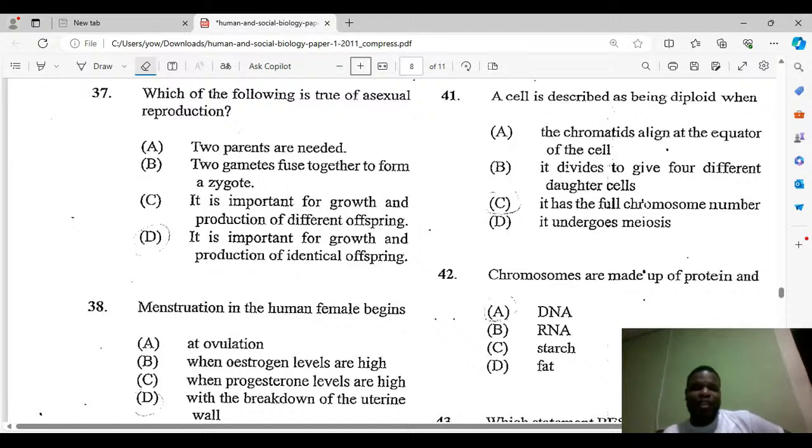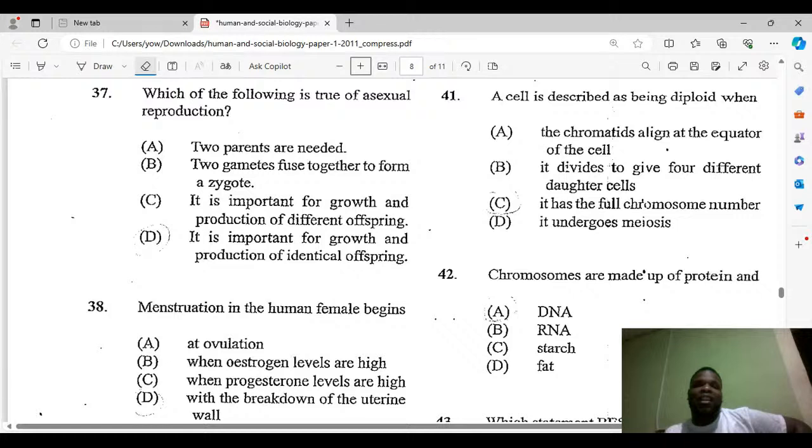Remember, it's asexual, Gabriel. Asexual means one parent. So Gabriel, it can't be A. A would be sexual reproduction. So sexual reproduction would be having a female and a male having intercourse. And then gametes fuse through the process of meiosis. Right? Meiosis. A is sexual reproduction, which is responsible for meiosis.